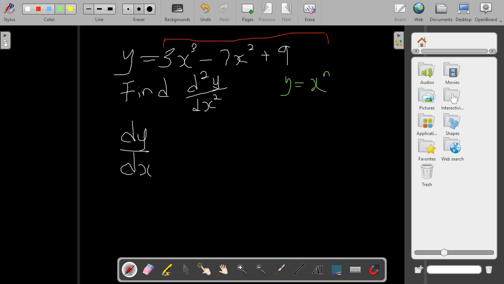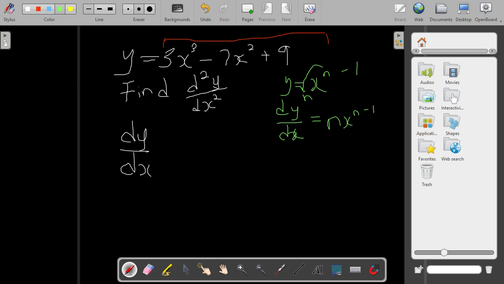then dy over dx of y is: this n comes down and you minus 1 from the power. So when this comes down, that will be n x^(n minus 1). That's the pattern we'll be using to solve this question, to see how this works. So let's commence. This is a very good example of what we'll be doing.